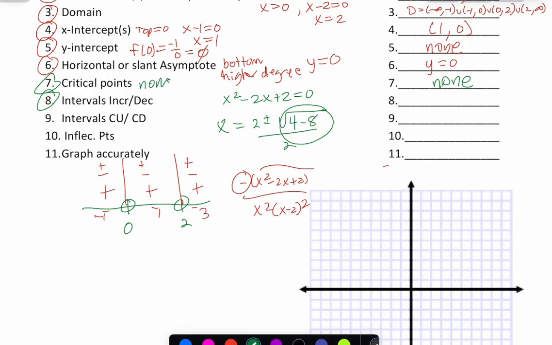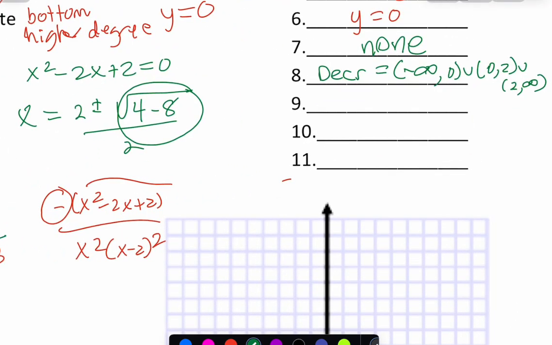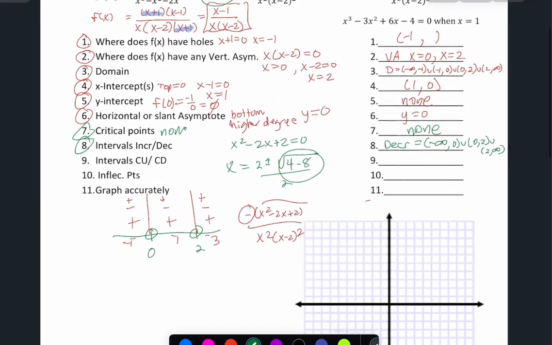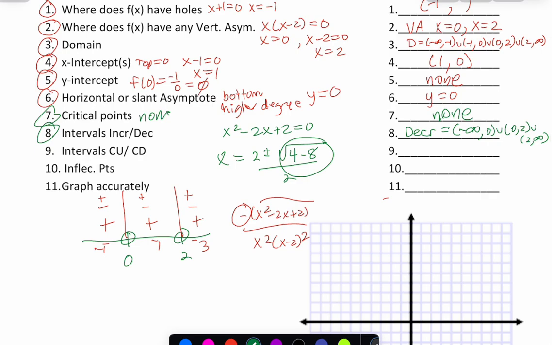It is decreasing because it's negative, from negative infinity until our first asymptote, from 0 to 2 in the middle of the asymptotes, and then from 2 to infinity. So it's decreasing everywhere. It was negative everywhere. And that happens sometimes because we don't have a real critical point. There's no local mins and maxes. And I didn't put that on there. I don't know why, I'm so sorry, but there's no maxes or mins. I don't know if I've asked that of you, but you're going to have to know that when it comes time to graph it.